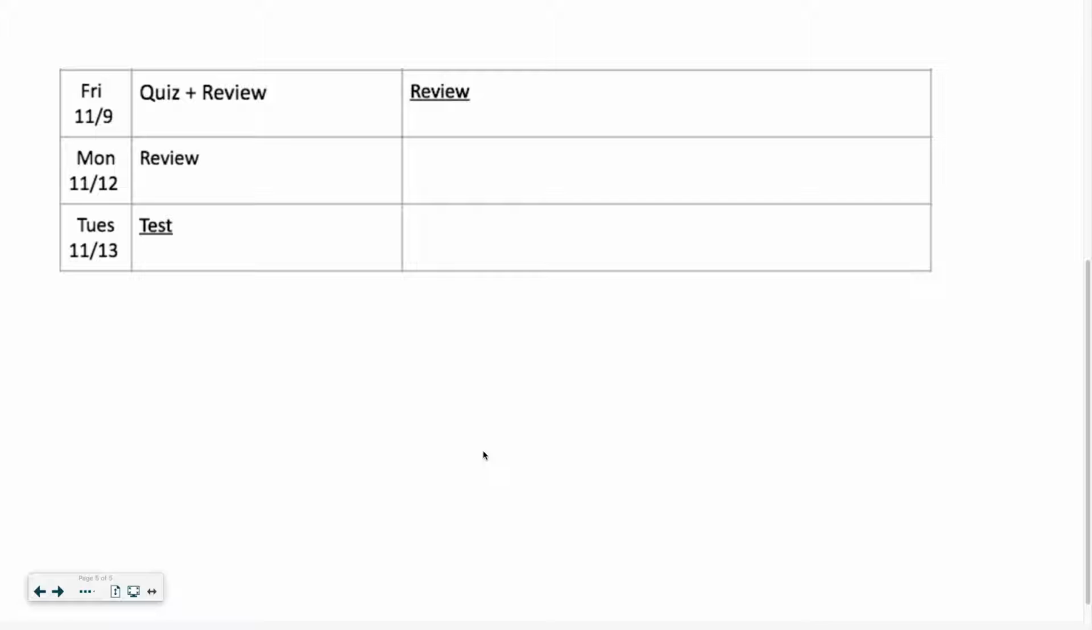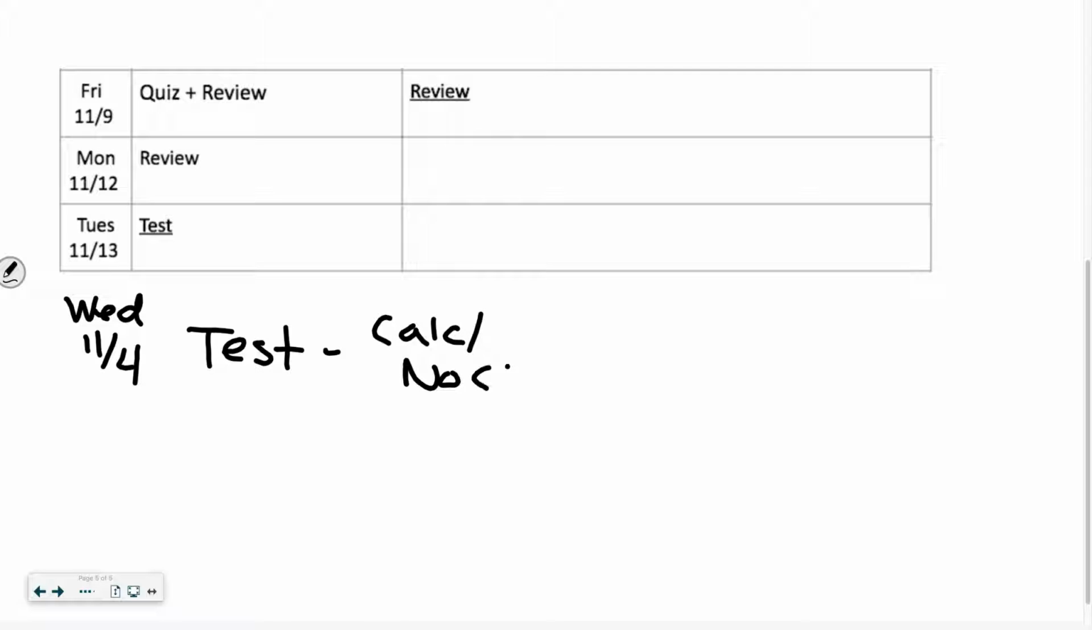I'm going to move your test from Tuesday to Wednesday. So make a little note to yourself, I'm moving that test from Tuesday to Wednesday. Just as a reminder, the test is like calc and no calc. The calc part is pretty short, right? You input the stuff, you do the thing, and then you're done. So it doesn't take very long. And you'll have time to finish the no calculator on a Wednesday. Okay, it won't be an issue with time.